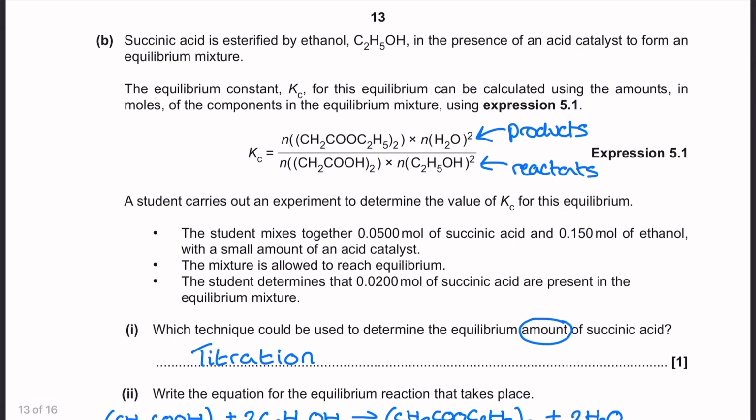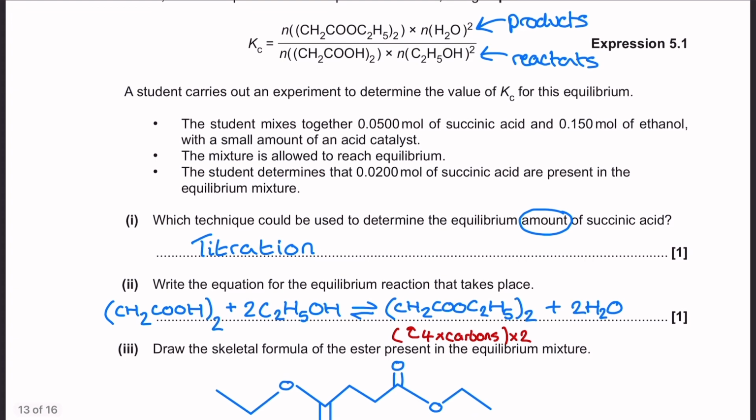Moving on to part B. Succinic acid is esterified by ethanol in the presence of an acid catalyst to form an equilibrium mixture. The equilibrium constant for this equilibrium can be calculated using the amounts in moles instead of concentrations of the components in the equilibrium mixture using expression 5.1. And just a little label for you, we've got products on the numerator and reactants on the denominator here, as you always would. I'm just adding that label on because they ask you to write the reaction equation out in a moment. They give you a bit of a description of how they set up the equilibrium, and then they ask which technique could be used to determine the equilibrium amount of succinic acid.